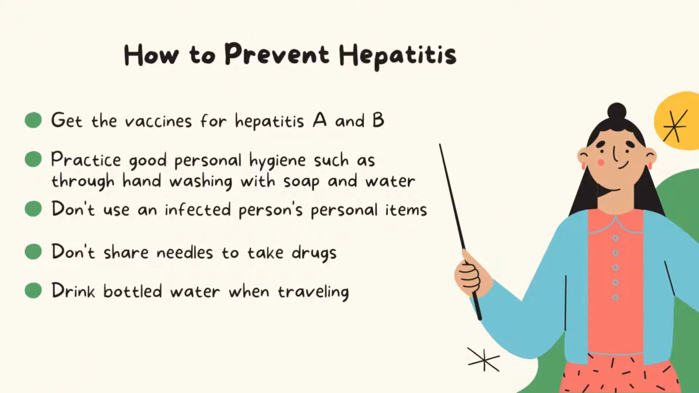How to prevent hepatitis? First, we can get the vaccine for hepatitis A and B, and then practice good personal hygiene such as hand washing with soap and water, and then don't use infected personal items, and then don't share needles to take drugs, and we can drink bottled water when we are traveling.